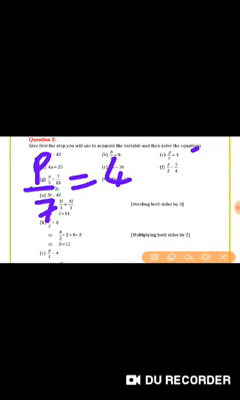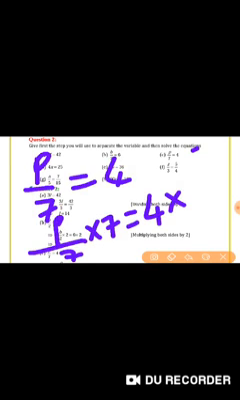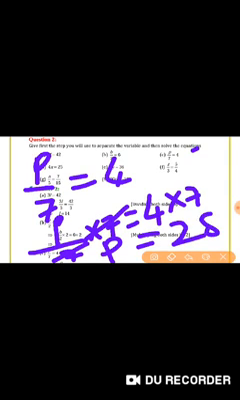Then the next question, P, I'll take. P by 7 is equal to 4. See, P divided by 7 is there. So what to do? Multiply with the 7. So what it becomes? P by 7 into 7, 4 into 7. Both the sides multiplication. 7 7 get cancelled, only P remains. 4 7s are 28. So the P value is 28. This is how. And one more.